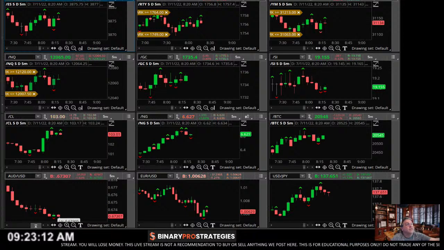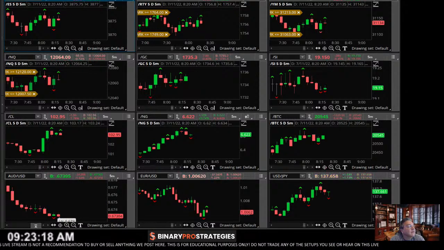All right, so less than 7 minutes to go. This Dow's going to open up lower. I see that. Not expecting a huge lower opening based on what I'm seeing on the other indices.